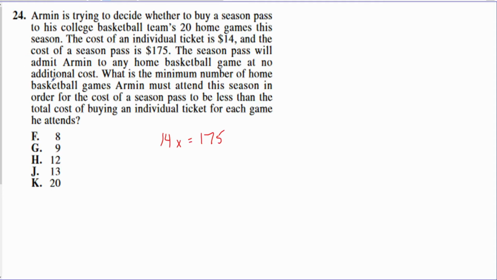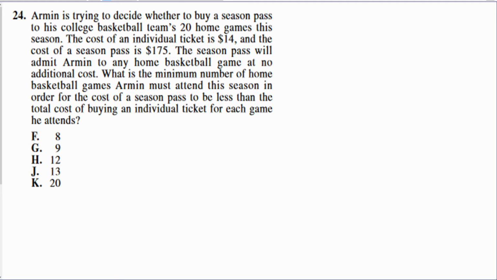Okay, problem number 24, which I started already, is: Armin is trying to decide whether to buy a season pass to his college basketball games, 20 home games. The cost of an individual ticket is $14, and the cost of the season pass is $175. He can go to any of the home games at no additional cost if he buys the season pass. They want to know what is the minimum number of home games that he must attend in order for the cost of the season pass to be less than the cost of buying an individual ticket to each game. So you could use the calculator on this one.